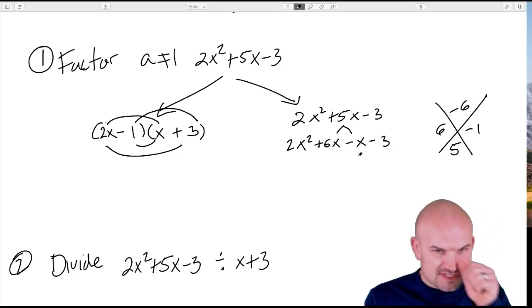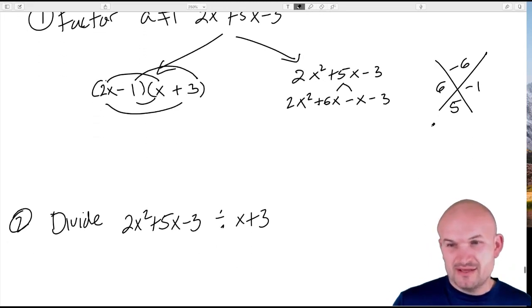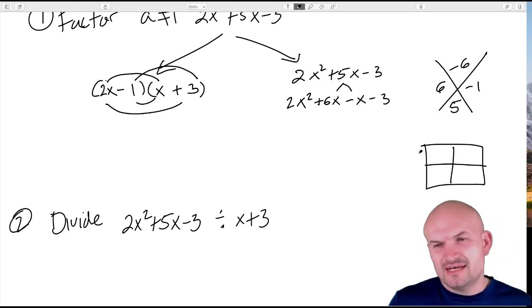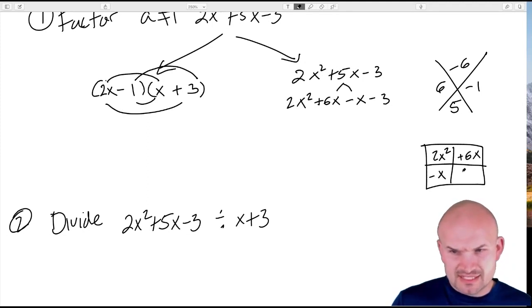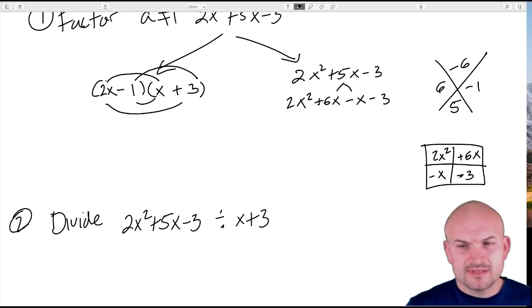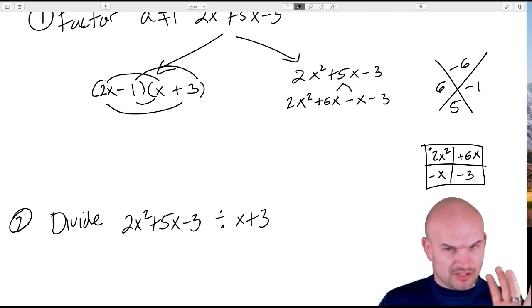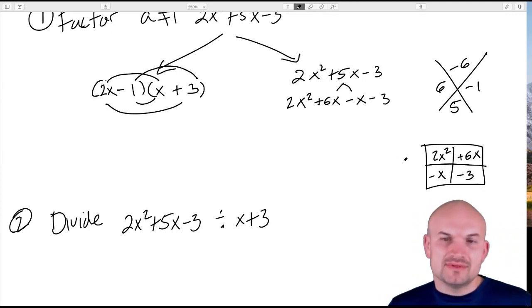Now, a lot of students have confusion with this, and sometimes you could also do the box method, which is another way of looking at that, thinking about area, which works as well. 2x squared plus 6x minus x minus 3. You can do the same thing, and then by factoring out, you're looking for these side lengths here. But again, I don't want to get into too many different techniques here.